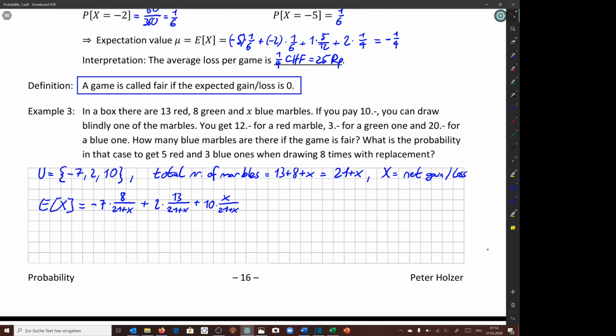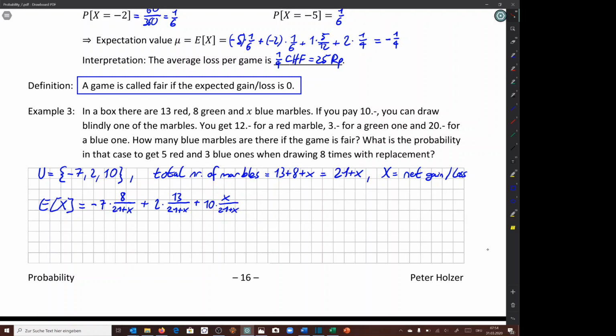The expectation value is probability of each outcome times the outcome. So we have -7 times its probability. -7 we get for the green marble here. So -7 times 8 divided by the total number of marbles. So -7 times 8 divided by 21 plus x. Then the 2 times its probability. That's the one for the red marble. There are 13 red marbles, so 2 times 13 divided by 21 plus x. And the 10 is when we get a blue marble, which means 10 times there are x blue marbles, so x divided by 21 plus x.